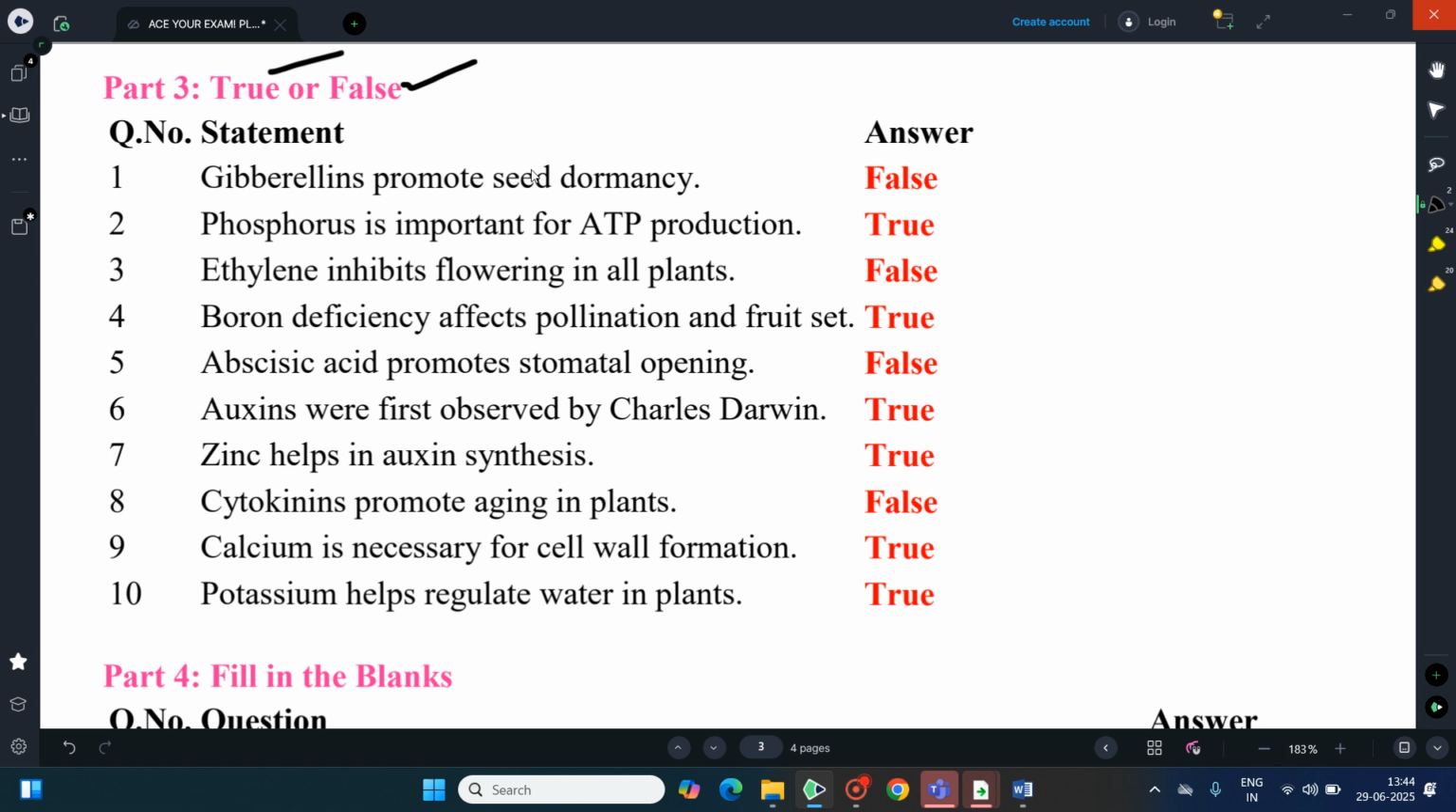Gibberellins promote seed dormancy. That is a false statement. Gibberellin is responsible for seed germination. It triggers the production of enzymes. Phosphorus is important for ATP production. That is a true statement.